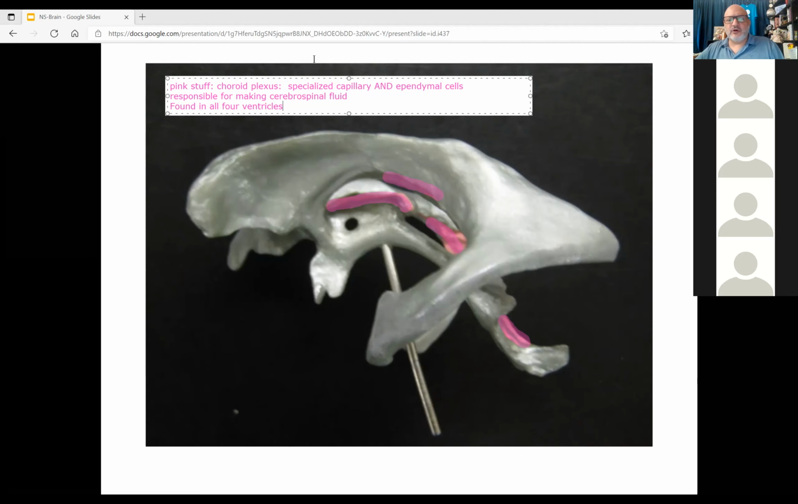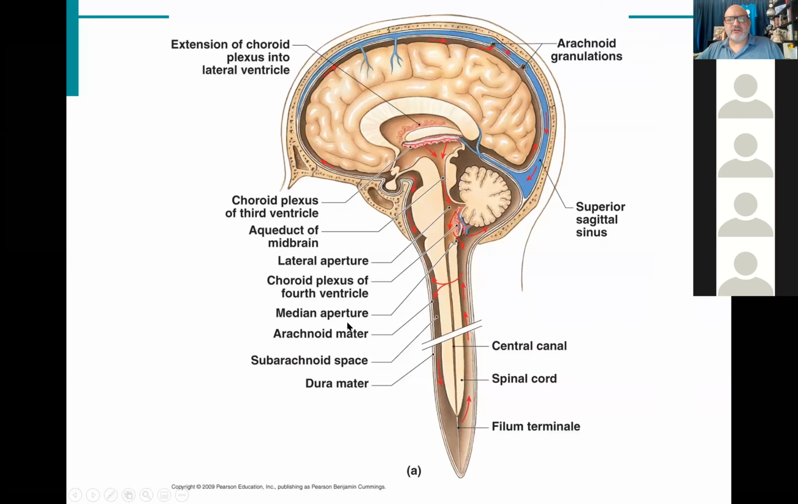Notice if we go back to our lecture, notice here, this illustration cheats, peeling away the septum pellucidum so we see into the lateral ventricle. And sure enough, inside here in our lateral ventricle, we see some choroid plexus. Here in our third ventricle, we see some choroid plexus. And here in our fourth ventricle, we see some choroid plexus. So choroid plexus will be found in all of our four ventricles. So cerebrospinal fluid can be made in any of these four locations.